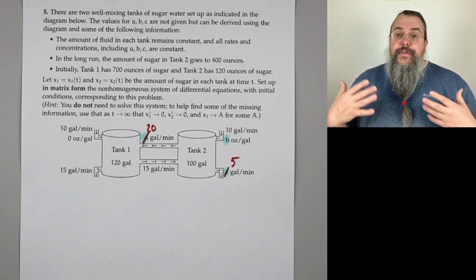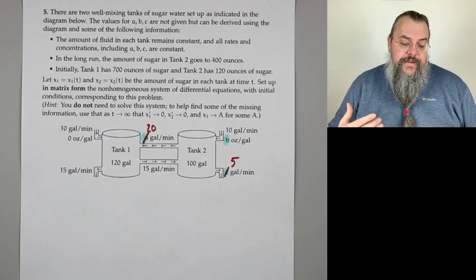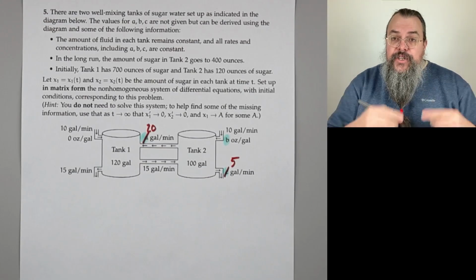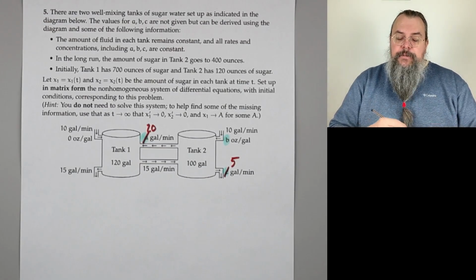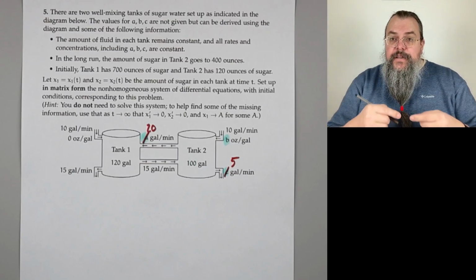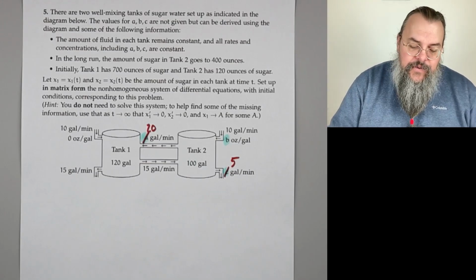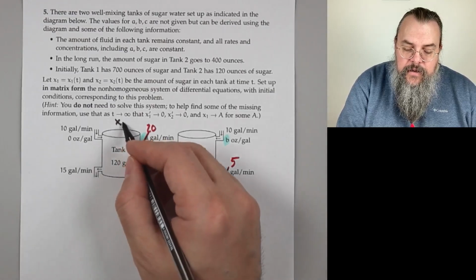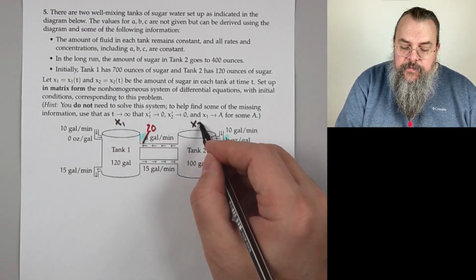All right, so what is our situation here? Well, our situation is we have to look at each tank individually. And we just remember in, subtract out. So let's start with tank 1. So this is our x1. Tank 2 is our x2.